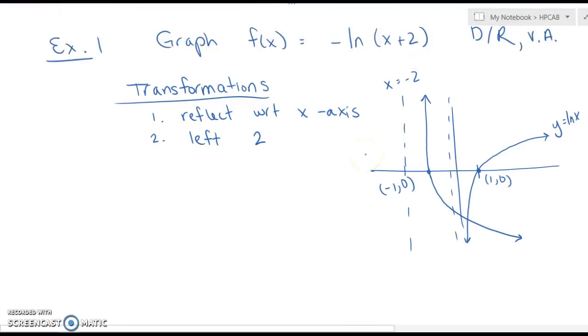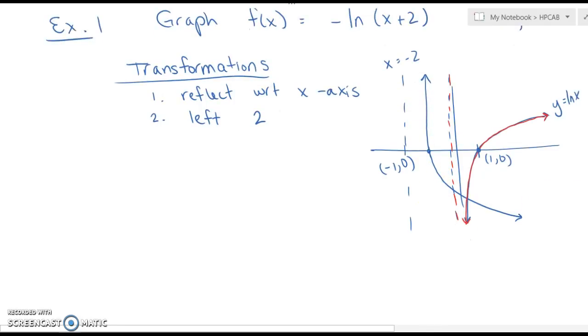So the natural log of x, we can do that in red maybe. That'll be easier to see. So this is the original graph with this vertical asymptote. And now our new graph is the one in blue. All right, it's reflecting over the x-axis and it's shifting to the left too. So that's going to be your general new shape for your graph.